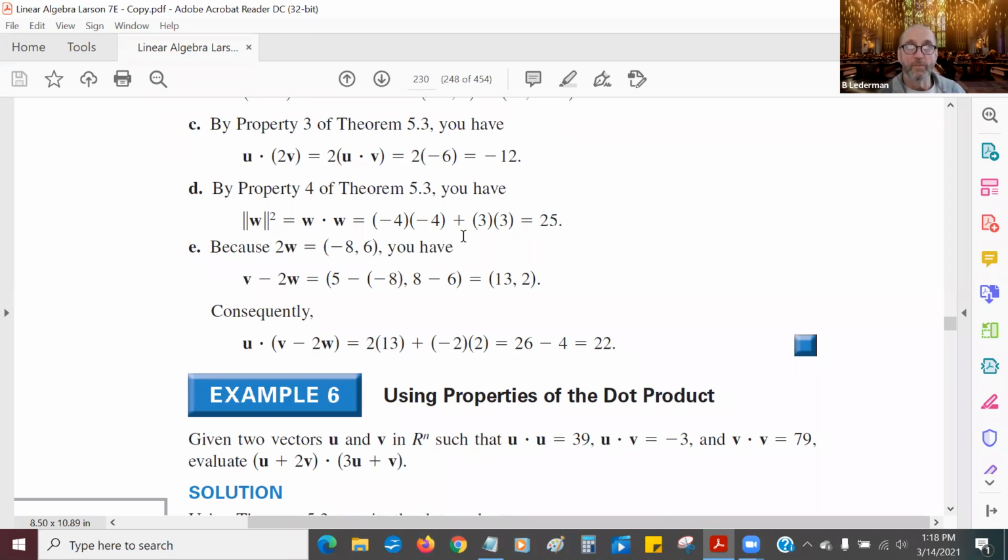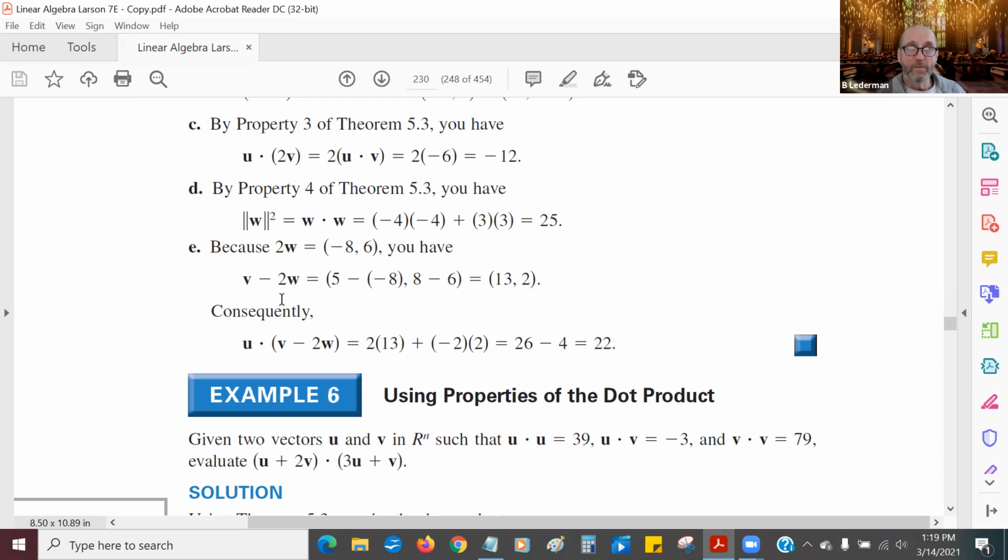negative 4 times negative 4 plus 3 times 3, which is 25. Which means the magnitude squared is 25. I'm sorry, the magnitude of w is 5. This magnitude squared, which is equal to the dot product of w times itself, is 25. Anyway, because now we know that 2w is equal to negative 8 comma 6.